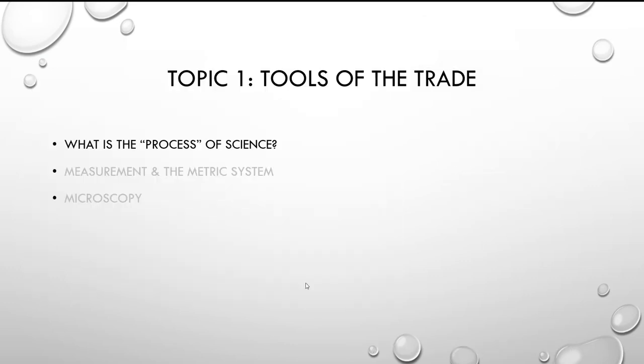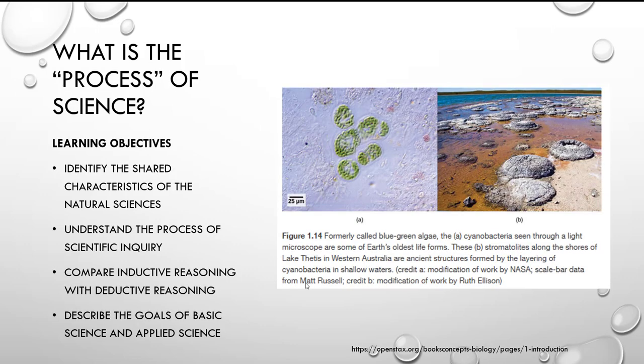So in this particular first topic this week, we're going to cover in the textbook, what is the process of science? And then this next video after this will cover the second topic, which is measurement and the metric system. And then microscopy is the third topic in the textbook for this topic 1. So let's start with what is the process of science.